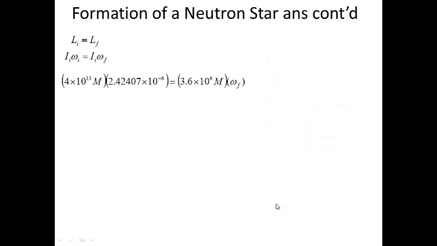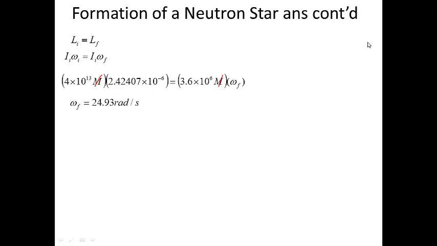The first thing I see here, once I've plugged in my numbers, is that the m's do indeed cancel out, so I was right about that. Then I will multiply these two numbers together and divide by this number and get that omega_f is 24.93 radians per second. Are we done with this problem? No, we are not. The problem asks us to find the new period of rotation.